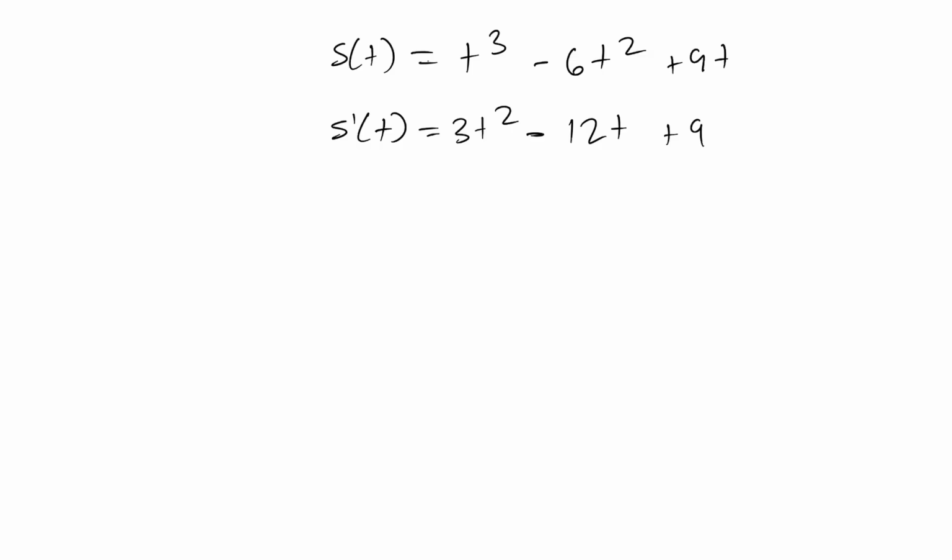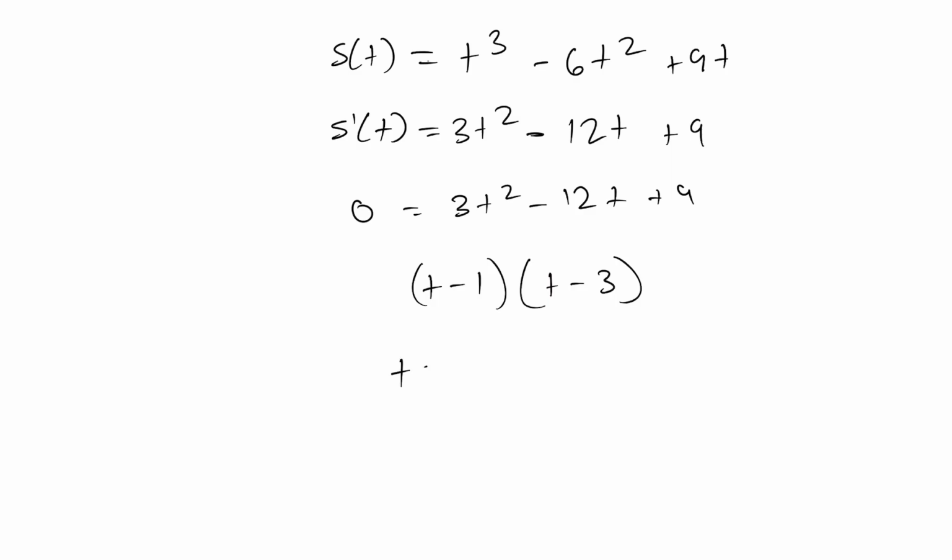And now that we have our velocity equation, we can set the velocity to 0. So 0 would be equal to 3t squared minus 12t plus 9, and we can factor this out. And our answer, when you factor it out, will be t minus 1, and then t minus 3. And so that means that the object will be at rest when the time is equal to 1 and equal to 3 seconds.